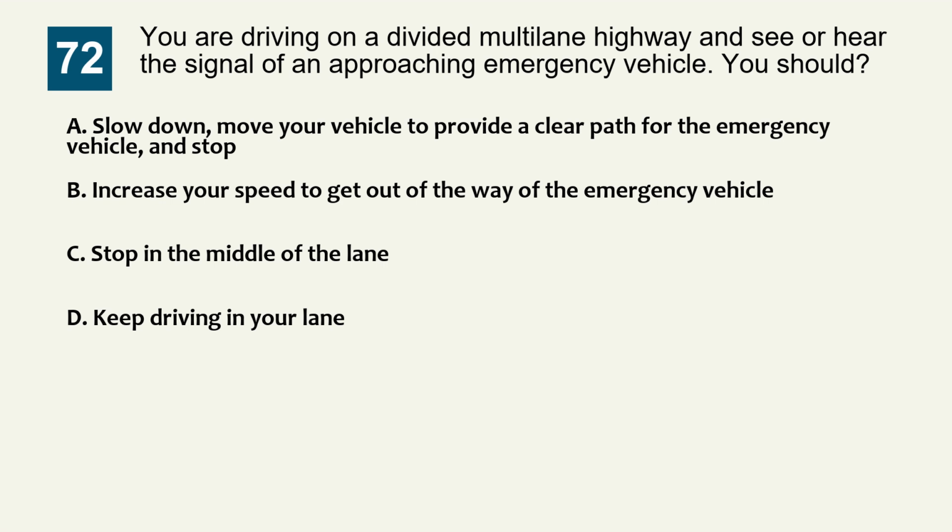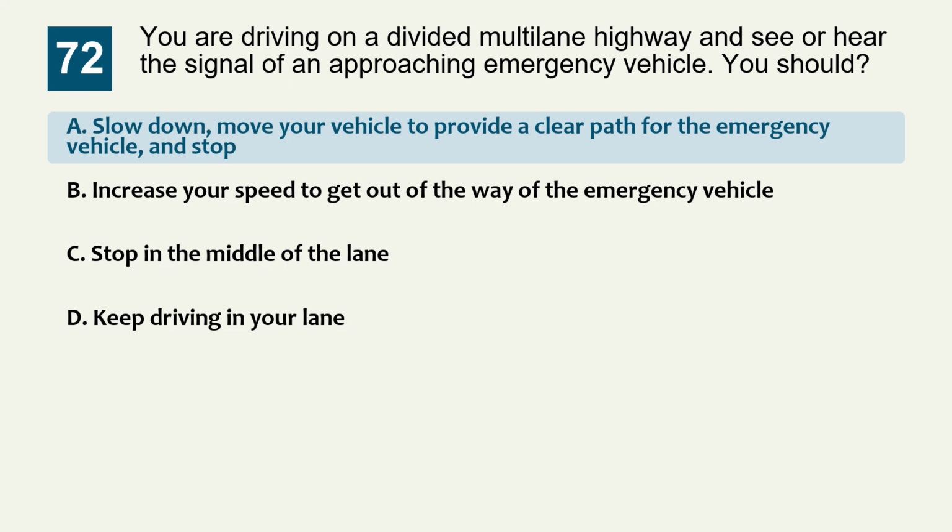Question 72. You are driving on a divided multi-lane highway and see or hear the signal of an approaching emergency vehicle. You should: Option A, slow down, move your vehicle to provide a clear path for the emergency vehicle, and stop. Option B, increase your speed to get out of the way of the emergency vehicle. Option C, stop in the middle of the lane. Option D, keep driving in your lane.